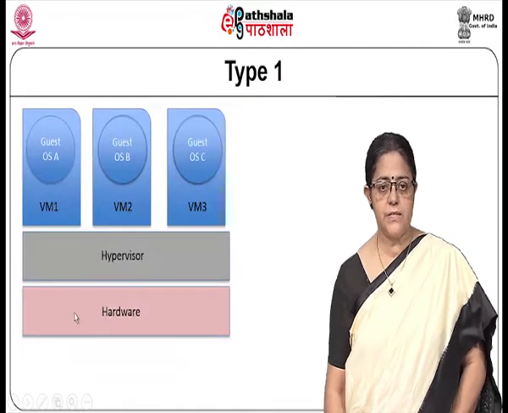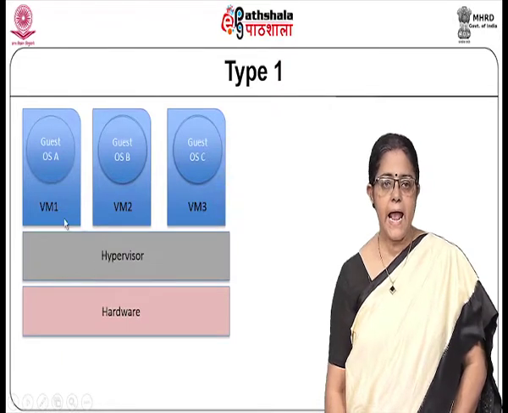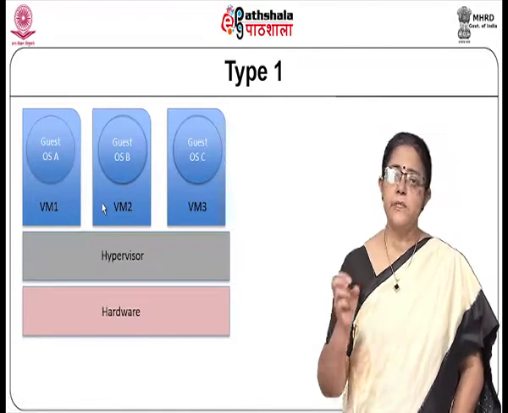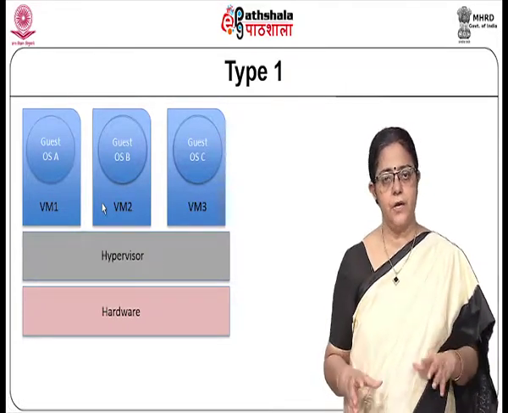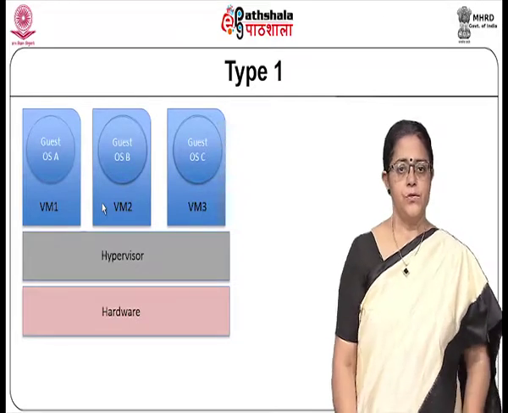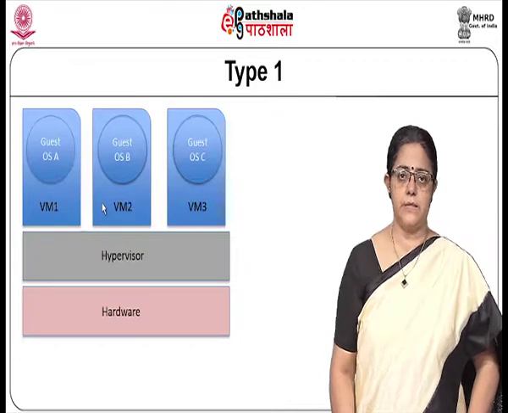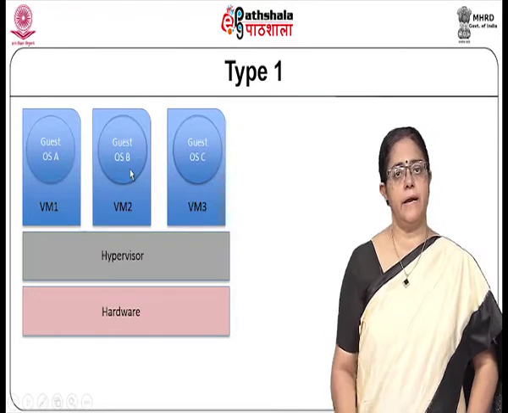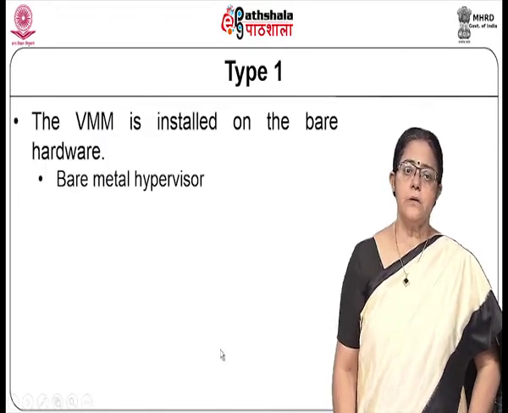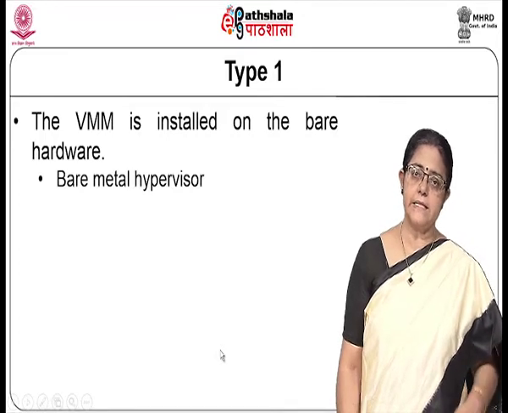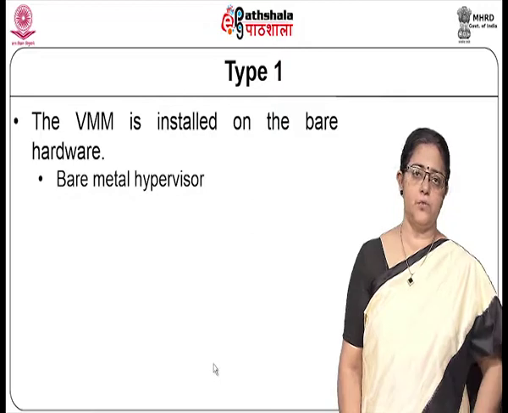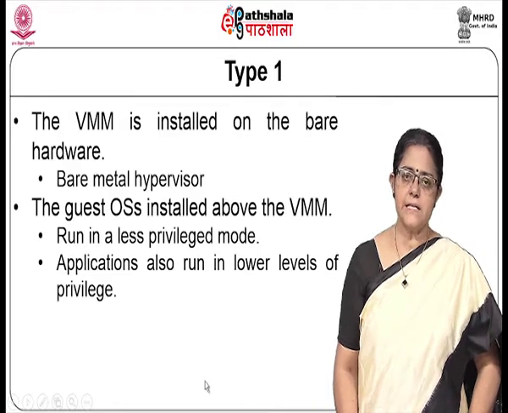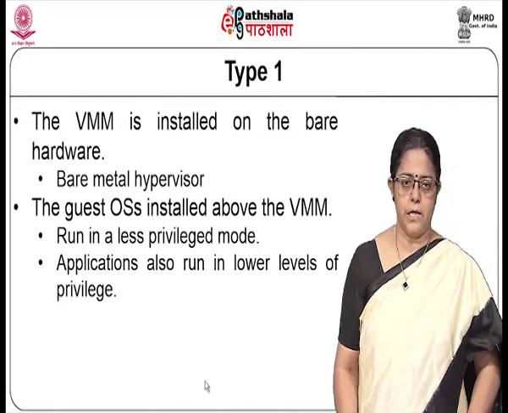Now, how does this look? This looks like this. So, this is our hardware, this is our hypervisor, and each of these virtual machines will have an application, will have its own operating system, and will have a set of virtual hardware. So, any number of virtual machines can be run on this kind of environment, and in each of these virtual machines we can run a separate operating system. Since VMM is installed on top of the hardware, type 1 is also called a bare metal hypervisor. The guest OS will be installed on top of the VMM.